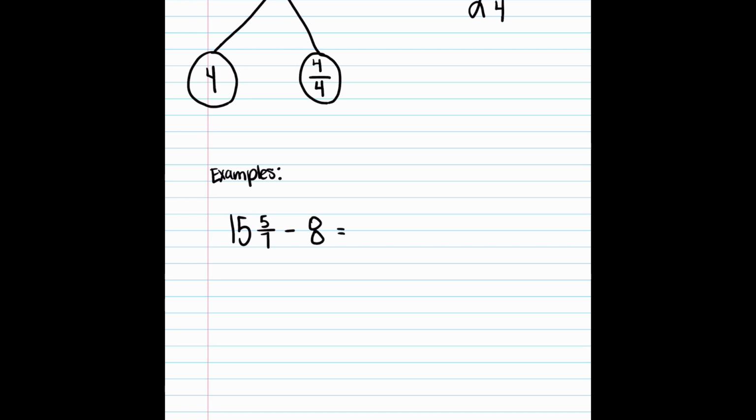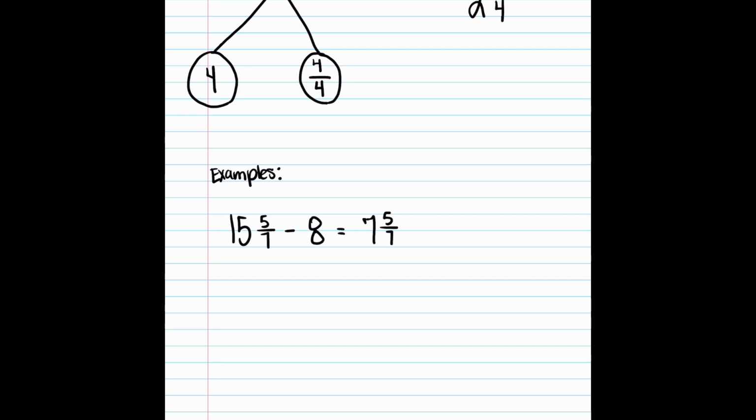And with this one, it is a mixed number minus a whole number. We have 15 and 5/7 minus 8. Well, I can do 15 minus 8, which will give me 7 and 5/7. So you should have got 7 and 5/7.